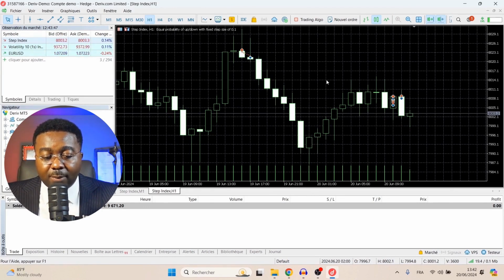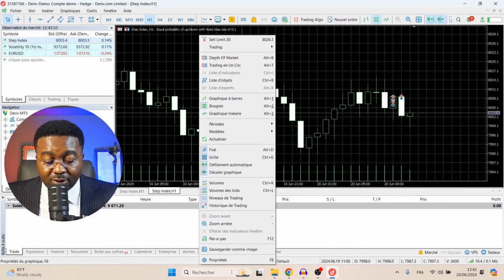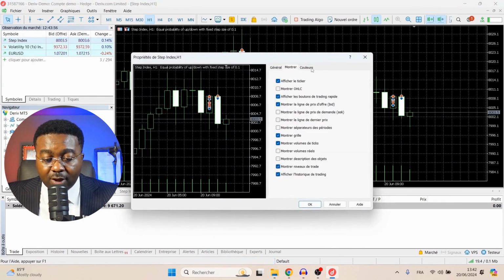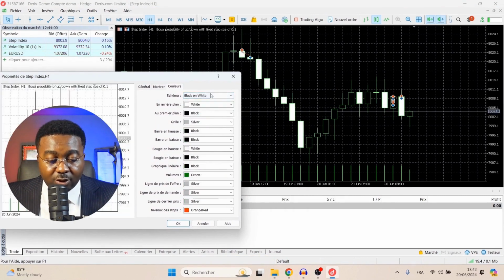Now let's first start by changing the color. As we said, right-click on the charts and go to Properties. Here in Colors, you can see we have several options to change the color. As I mentioned, the bullish candle is often white, the bearish one is often red.